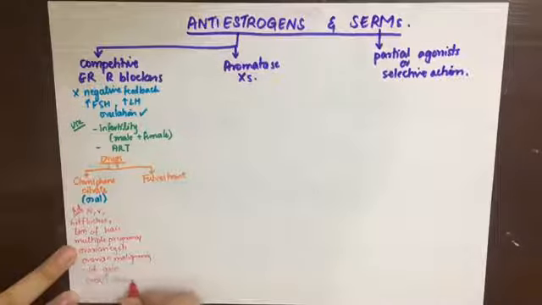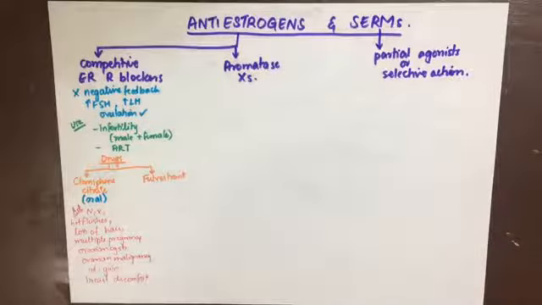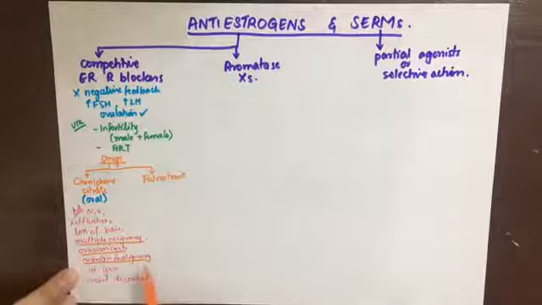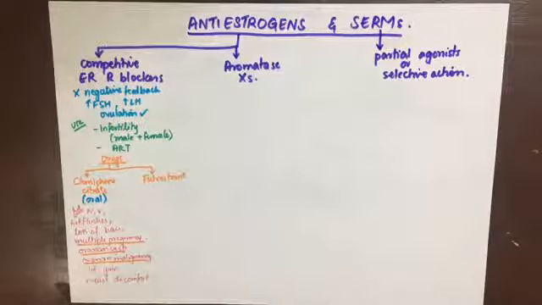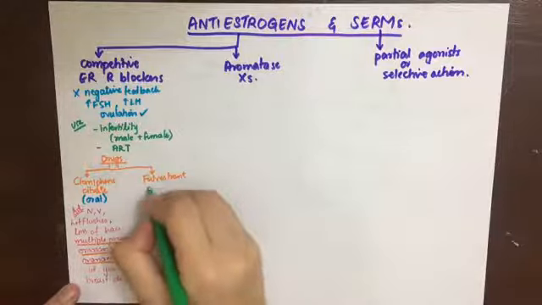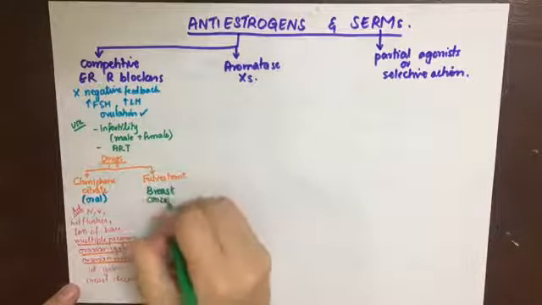The next drug is fulvestrant, and its main use is in breast carcinoma, where it will inhibit the estrogen receptors which cause the breast tissue proliferation.